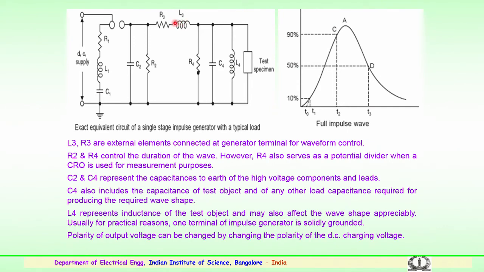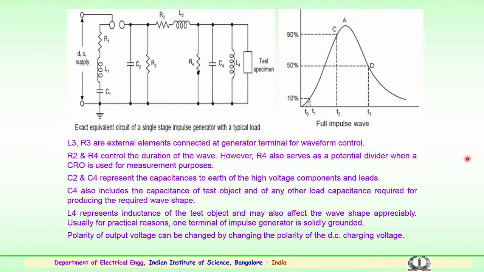So, L3 and R3 are the external elements connected at the generator terminals for waveform control. So, it is the front of the waveform. For example, typically if this waveform is 1.2 by 50, the front resistance, that is R3, controls the front and R4 controls the tail. So, that has to be kept in mind. So, L3 and the resistances R3, R2 and R4 are the external elements connected at the generator terminals for waveform control. So, R2 and R4 control the duration of the wave.